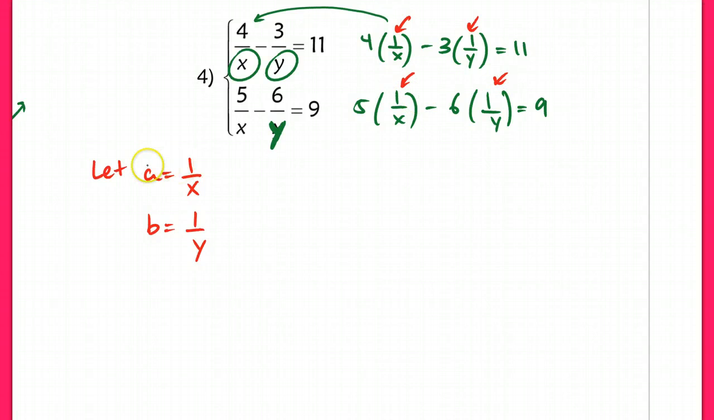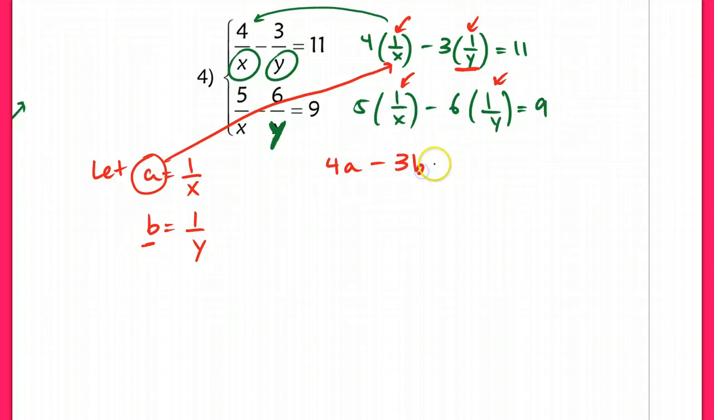So now by using substitution, since a is now 1 over x, my system is 4a minus, since 1 over y is the same as b, 3b equals 11. So that's my new linear equation for that top line, just using substitution for what I just defined, letting a equal this and b equal that. So in the bottom equation I have 5a minus 6b equaling 9.